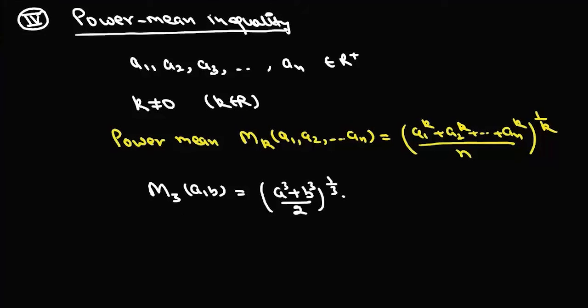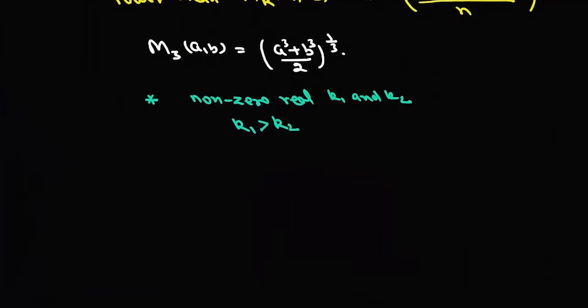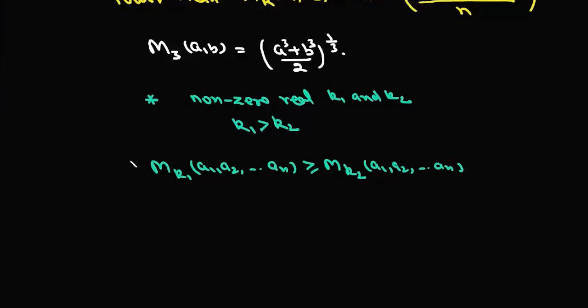Now the fundamental here is, if we have non-zero real numbers k1 and k2 such that k1 is greater than k2, then Mk1(a1, a2, up to an) is always greater than or equal to Mk2(a1, a2, up to an). So that is the fundamental for power means.